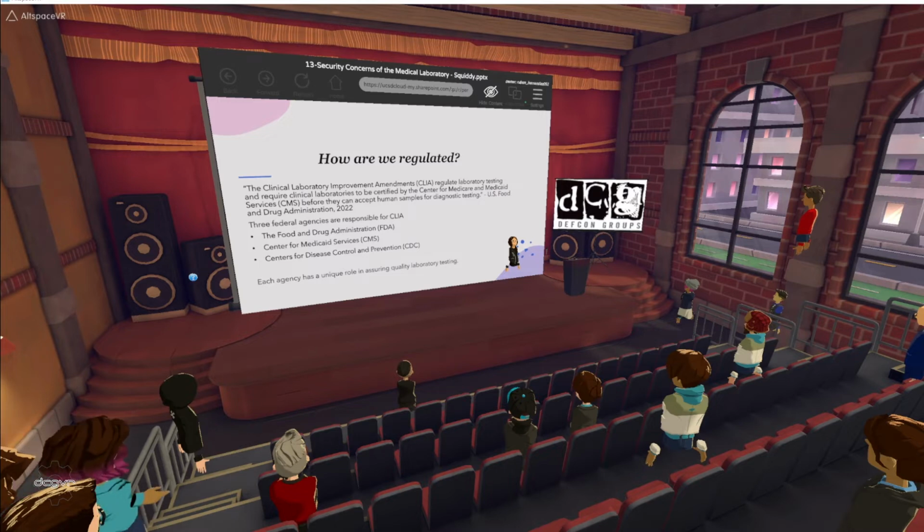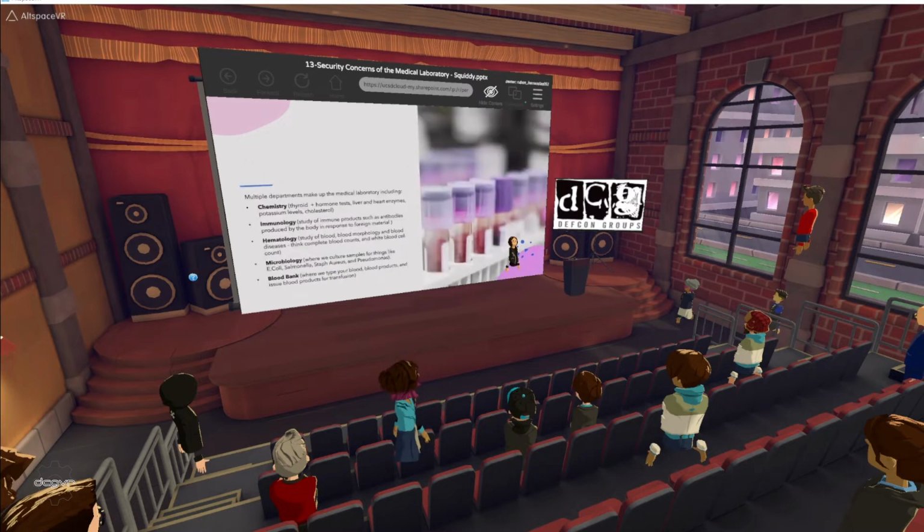Each agency has a unique role in assuring laboratory quality testing, and I'll provide a link at the end with citations for a bit more information so that you can go and read a little bit more about how we're regulated, because it's very important information, but I think it's a little bit too lengthy for a 20-minute talk. Next slide, please.